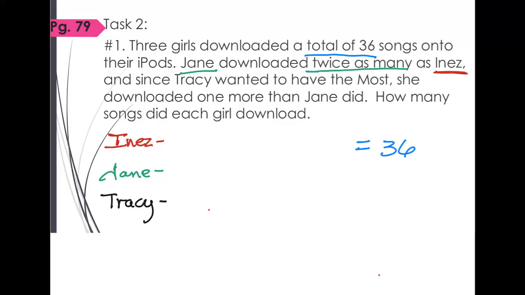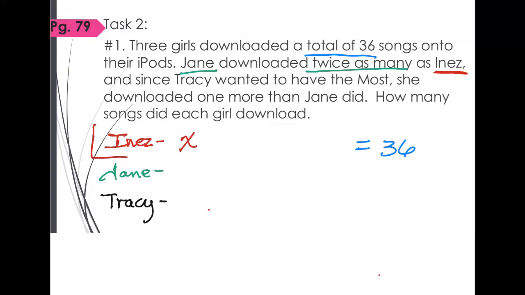I just didn't hear you. 7? How do you know she's got 7? Why? Do you know 7? Do you know it's 7? Well, if we don't know, what should we call it? X. Yes, let's go with our favorite variable. So Inez has downloaded X number of songs.